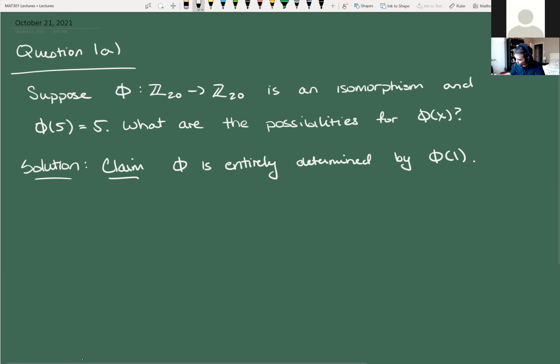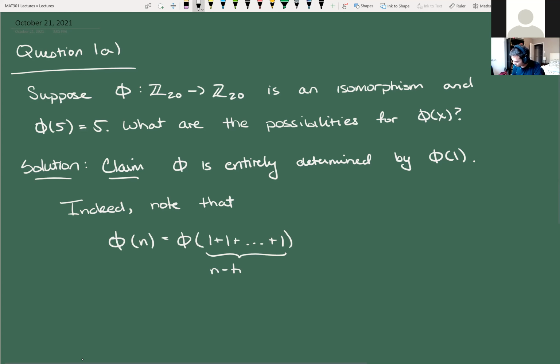And to see this, note that if we take phi of some number n, well, again, this is actually an integer, or an equivalence class of integers, but that's fine. So n is the same thing as adding 1 to itself n times. We know that. That's not crazy. That's literally the definition of n. And then because this is a group homomorphism, we can split this up like this.